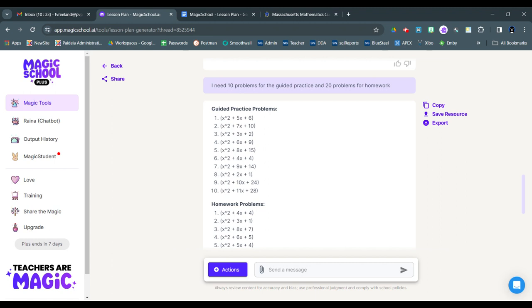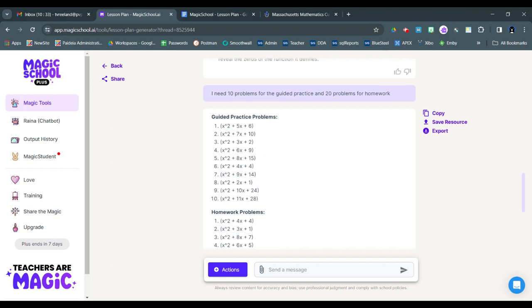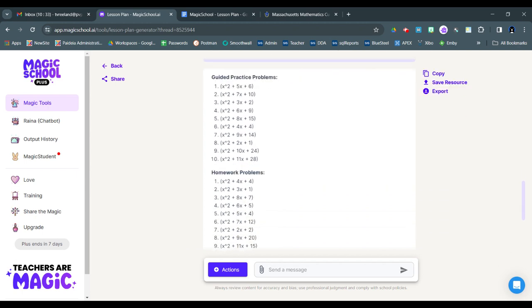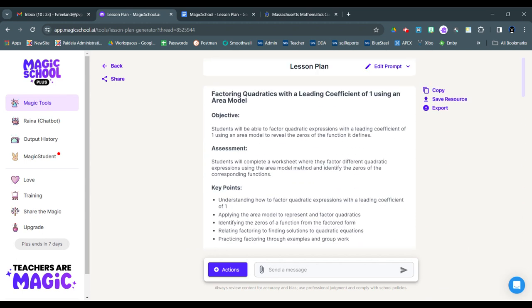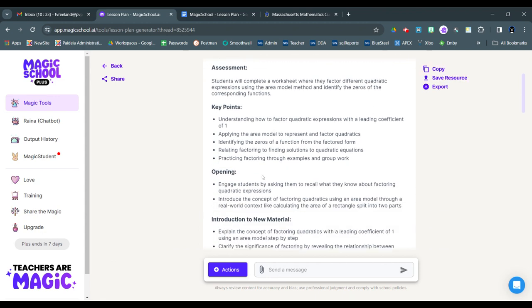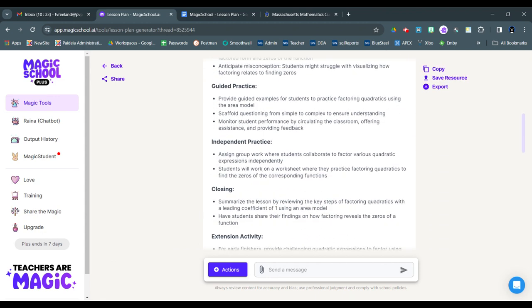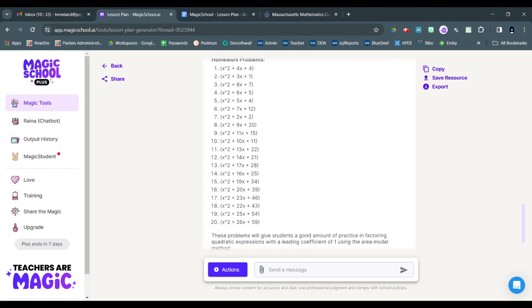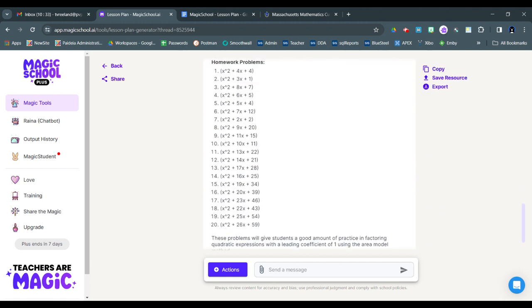Yep, 72. Yep, it looks like most of these do factor perfectly with the area model so that students would be able to solve them completely. So with minimal effort, I've got a lesson plan, at least a rough outline that I could flesh out more if I needed to. I've got some problems to give to the students. I would need to obviously reformat these.